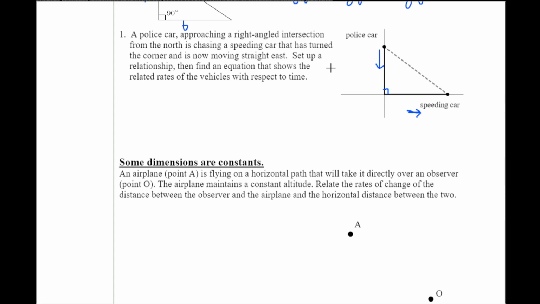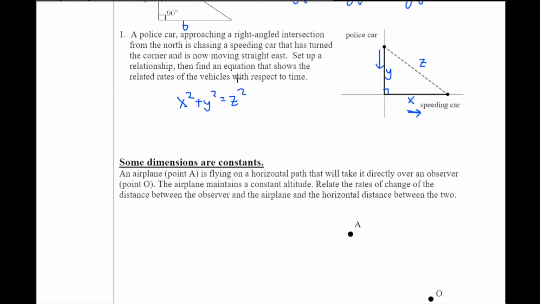Set up a relationship, then find an equation that shows the related rates of the vehicles with respect to time. So as the police car is going down towards the intersection and the speeding car is going straight east, there is a right triangle set up like this. Oftentimes you're going to see right triangles, but it could involve other shapes too. So set up the relationship. This is like a squared plus b squared equals c squared. But let's just use variables because they give us an axis. Let's say x because this is the x-axis. Let's say this is y because it's the y-axis. And let's just say z for the diagonal.